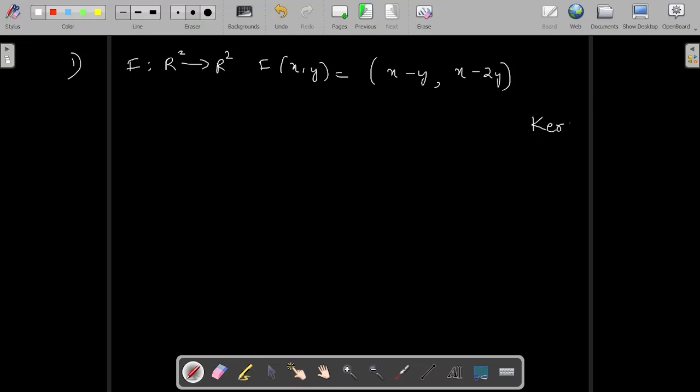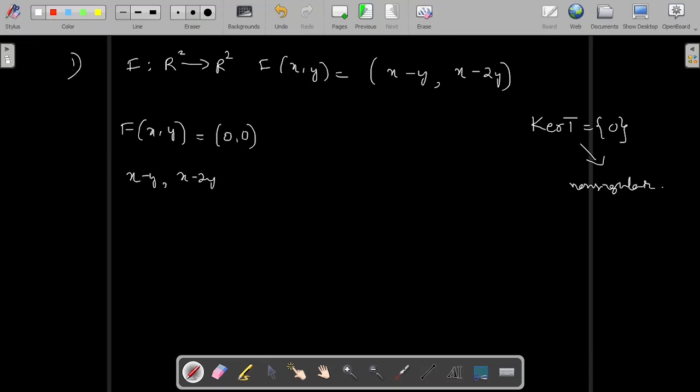Remember, to check whether it is singular or non-singular, always find out the kernel of the transformation. If it is equal to the set containing only 0, then it is non-singular. Otherwise it is singular. So how to find the kernel of this transformation? f of x comma y must be mapped to 0 comma 0. So x minus y, x minus 2y equal to 0 comma 0. This implies x minus y equal to 0, x minus 2y equal to 0. You got a set of simultaneous equations.